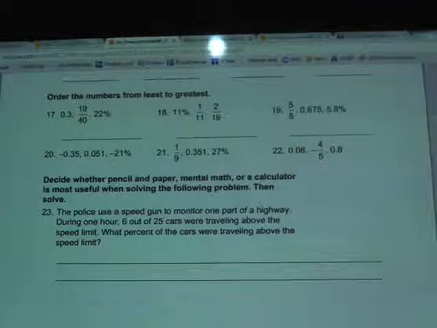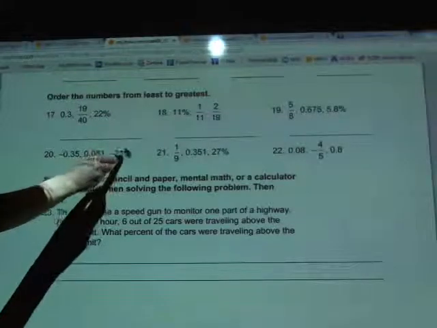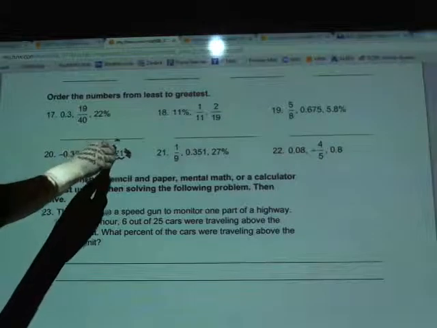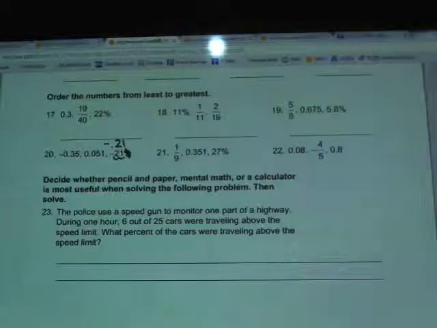So looking at number 20 with negative 0.35, 0.051, and negative 21%, the only one I have to change is negative 21%. Again, to go to a decimal, you're going to get rid of the percent sign and move that decimal 2 times to the left. So we have negative 0.21 there.